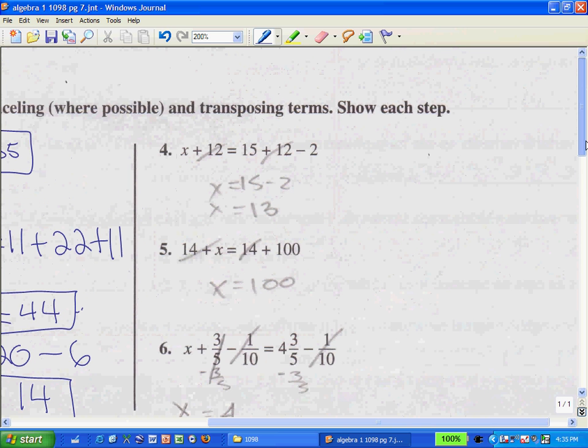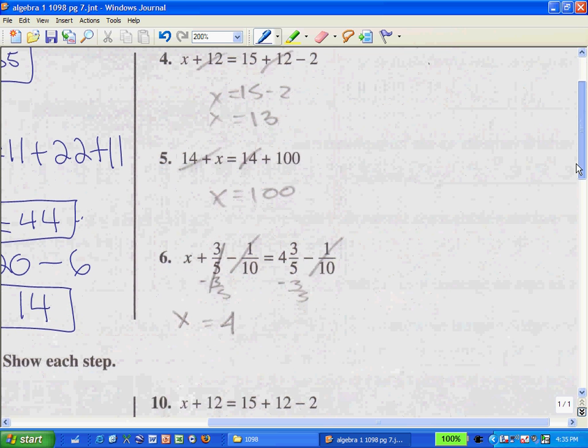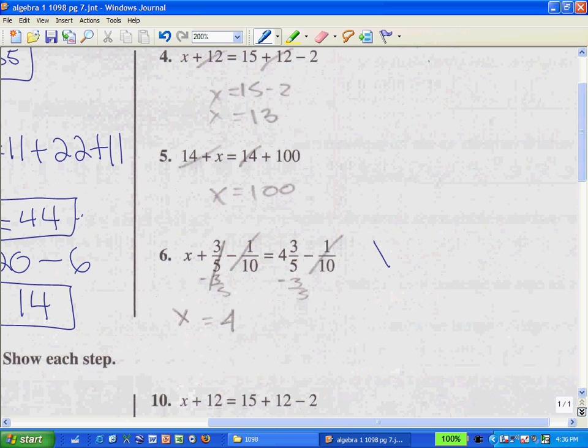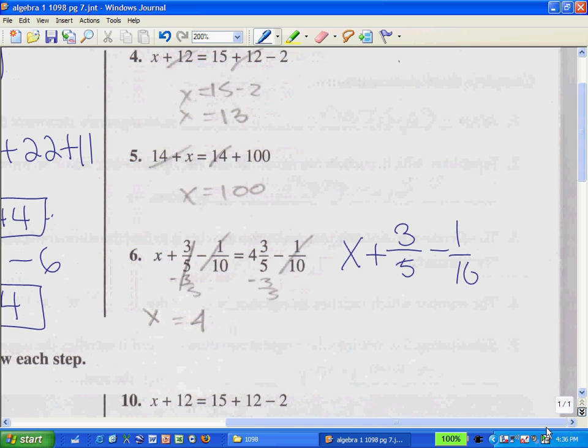Again, I guess you could do all those by yourself. I'm going to do number 6 because it's a fraction. You guys don't like fractions, I know. x plus 3 over 5 minus 1 over 10 equals 4 3/5 minus 1 over 10.